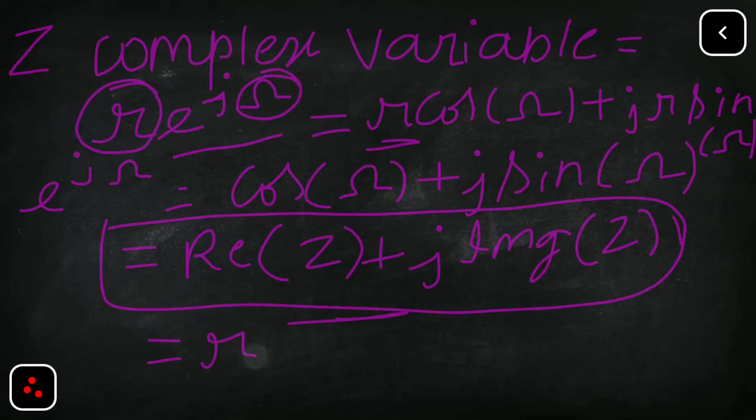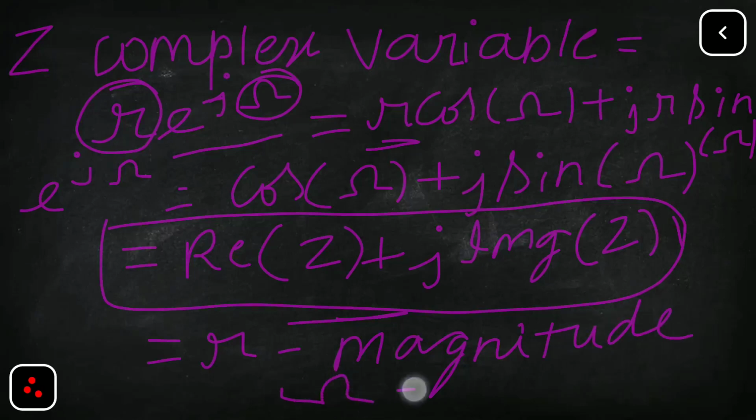So what is this r? This r is the magnitude, and this omega is the angle with respect to z, right? Angle with respect to z, right? Yes. So now you understand till now.